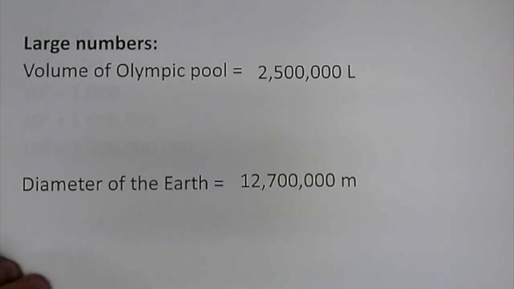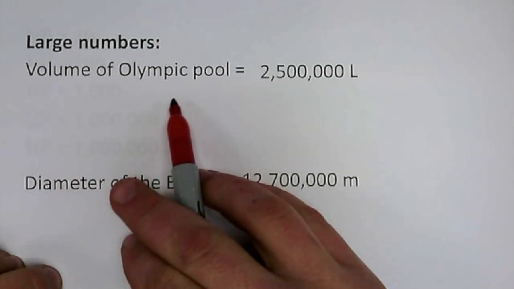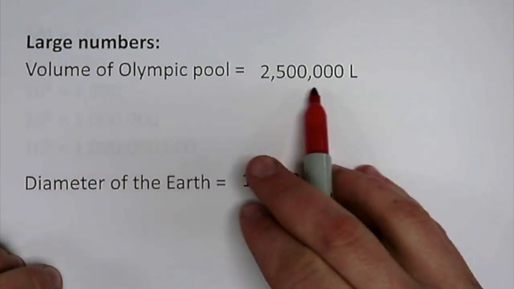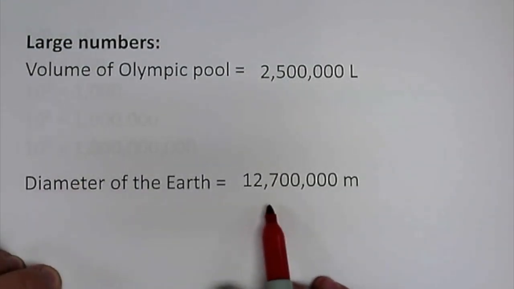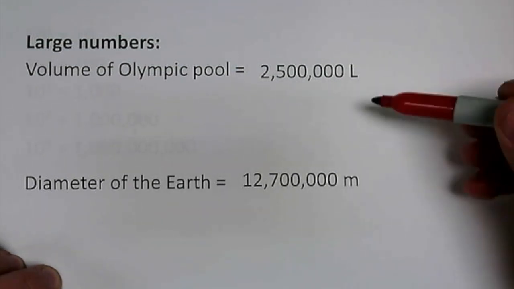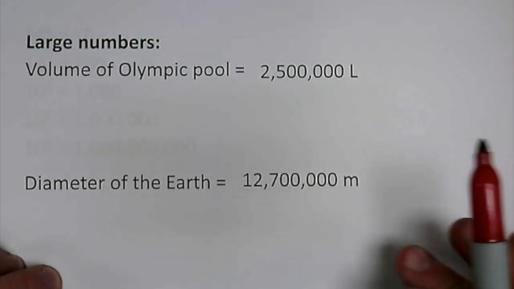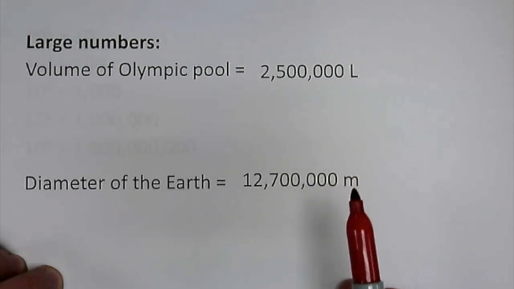So, in science, we have to deal with a lot of very large numbers. For example, the volume of an Olympic pool is 2,500,000 liters. Also, the diameter of the Earth is 12,700,000 meters. Now, those are some very large numbers with a lot of zeros after it. So, scientific notation is a way to condense these numbers down into something more manageable.